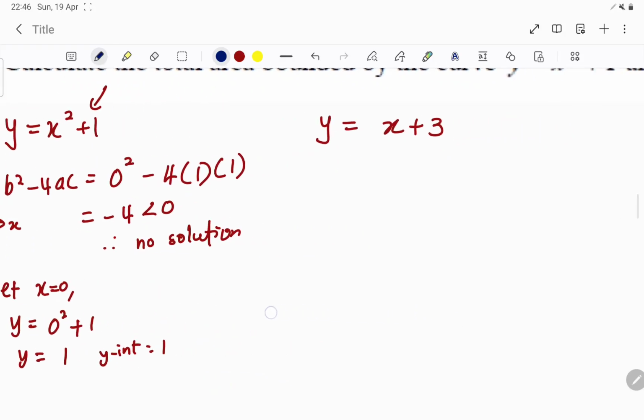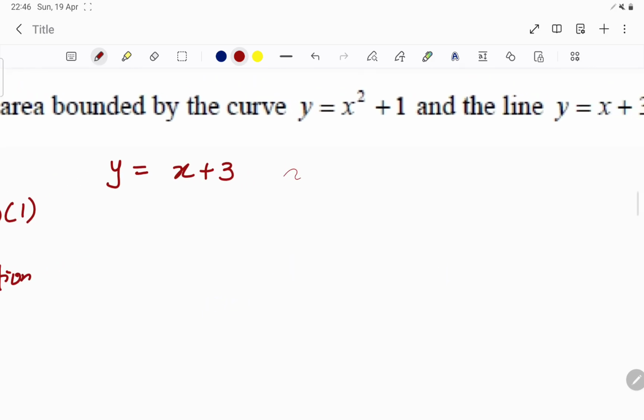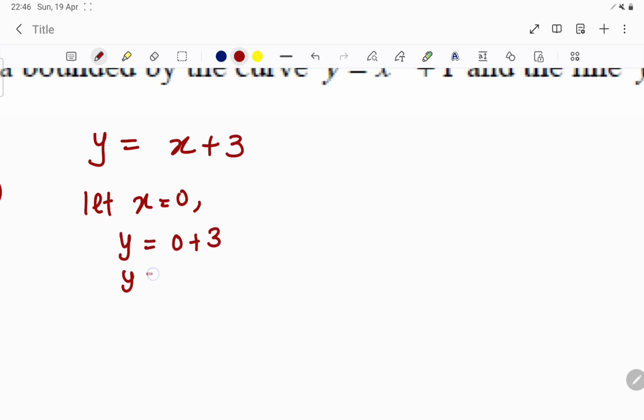Now we have y equals x plus 3, and we know the power of x is 1, so you have a linear graph, a straight line. How to draw this? Easy. For a linear equation, you have to find 2 points, which are the x-intercept and y-intercept. Let x equal to 0, then y is equal to 0 plus 3, so y is equal to 3. From here you have one coordinate, which is (0, 3).